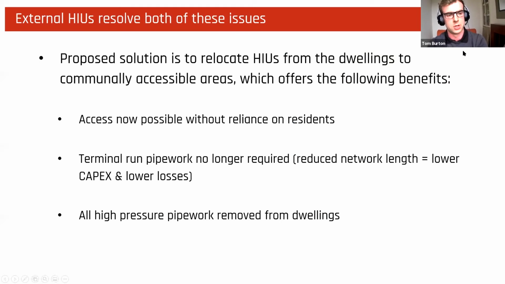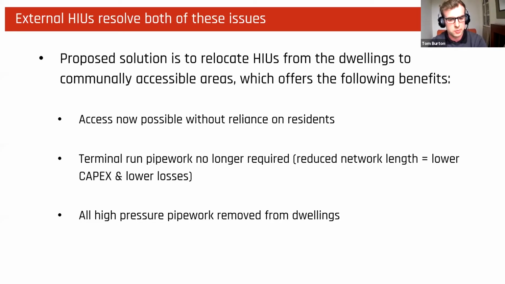Great, thanks. So external HIUs are a very easy solution to both of these issues. What we mean by external HIUs is moving the HIUs from the utility cupboards in the dwellings and putting them in areas where they're accessible from communal areas. So, for example, the corridors in a flat, where you'd have an extra door off the corridor which you'd open, with the HIUs in there.